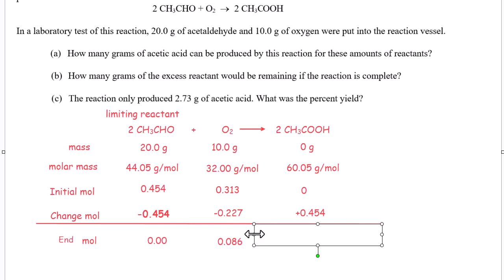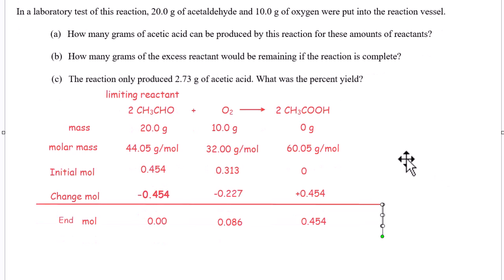And, of course, this last addition is going to be easy. And it's one of the answers that we'll want. It's the 0.454 of the acetic acid that's made. 2 aldehydes make 2 vinegars. That's what acetic acid is. In fact, that's how vinegar is made. They wanted grams.